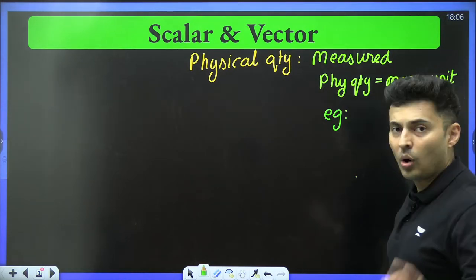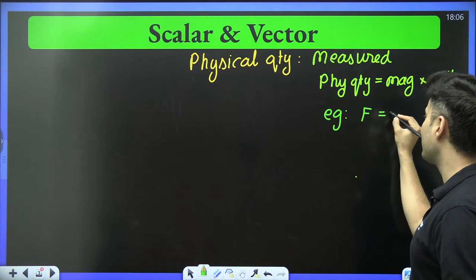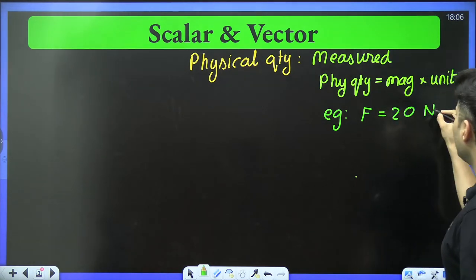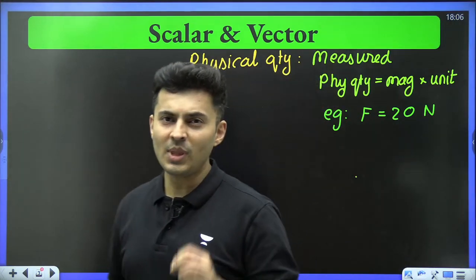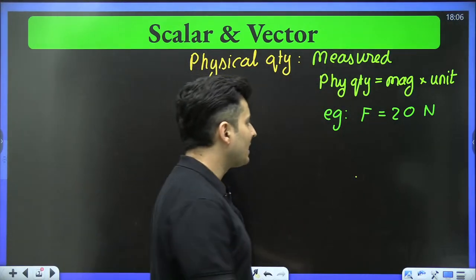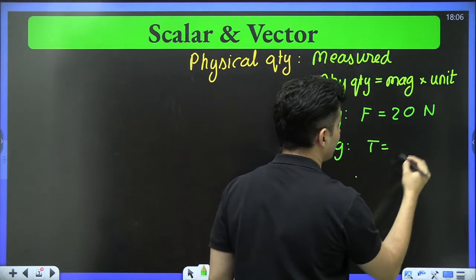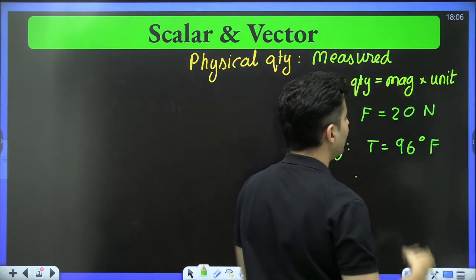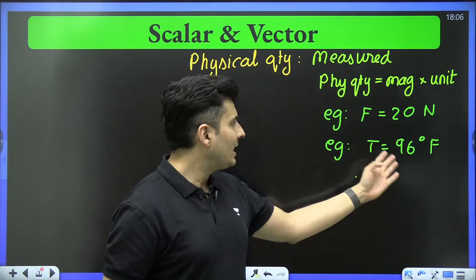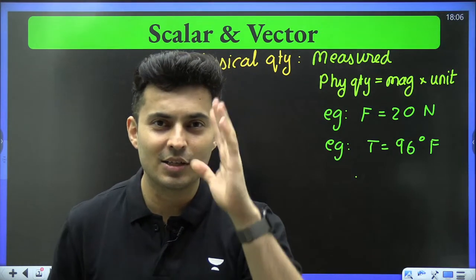Just to give you an example of this, guys, observe this carefully. When I say force is 20 Newton, Newton is the unit, 20 is the value or the magnitude. Similarly, I can give you another example. The temperature is 96 degree Fahrenheit. Degree Fahrenheit is the unit, 96 is the magnitude. Is that clear, guys? Is that understood, my dear students?